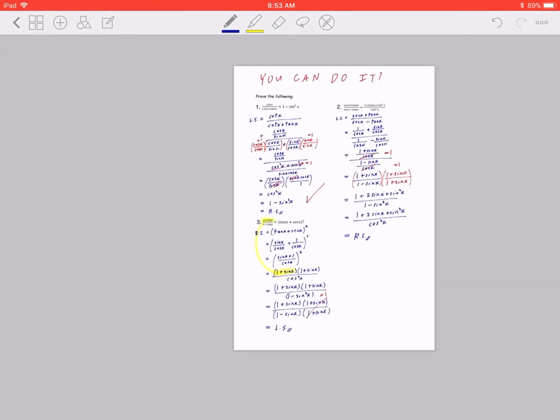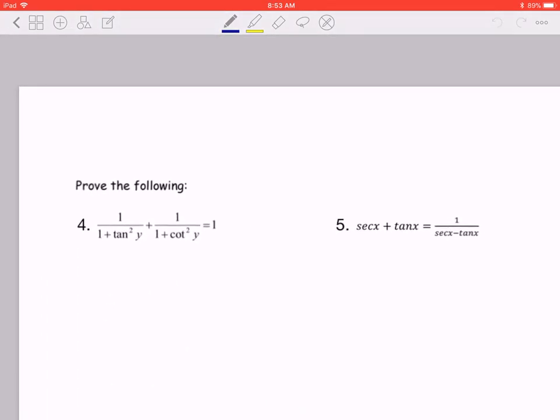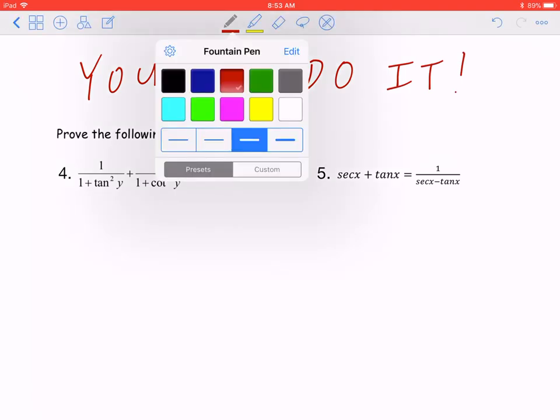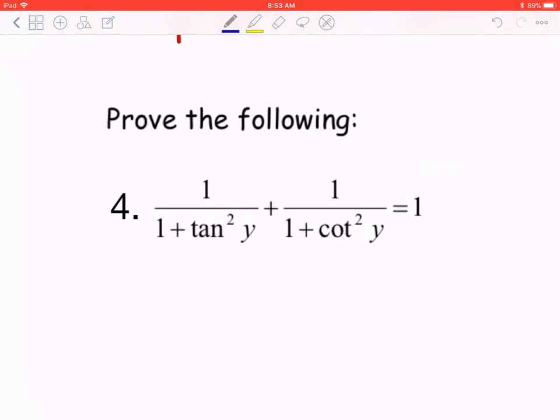Let's keep going. Example number 4. Again, begin with the belief that you can do it. Belief is number 1. Action is number 2. Prove the following. So 1 divided by 1 plus tan square y plus 1 divided by 1 plus cotangent square y equals to 1. So start with the left-hand side. I'm going to copy this.